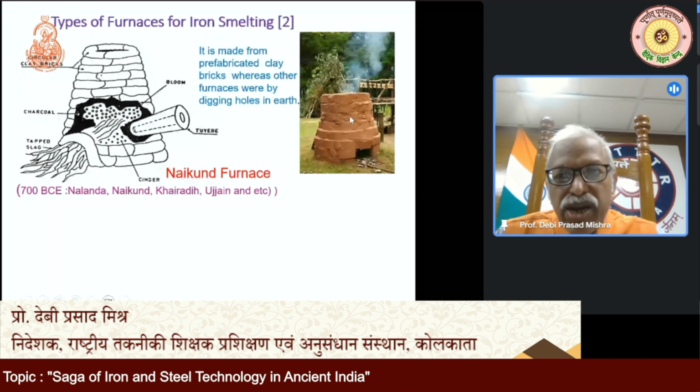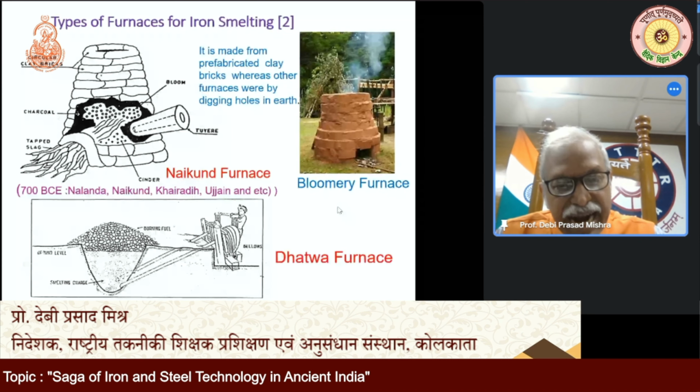And unfortunately, these are not there today. These are basically Bloomery furnaces. It is not there, I cannot say, but it is there in some pockets. However, this needs to be documented and then also looked at, how it can be improved, the efficiency, within the modern context.